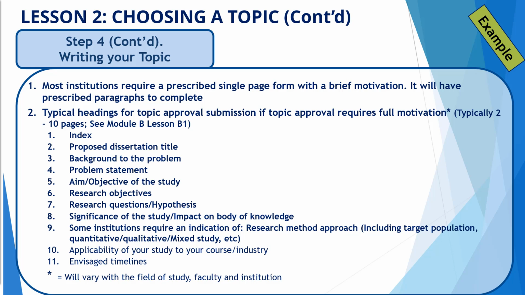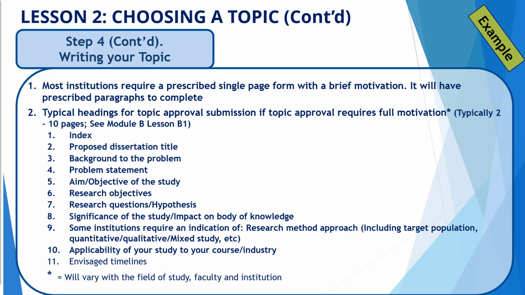And then some institutions require of you to provide an indication of what the research method approach will be. For instance, who's your target population going to be? Where will you get your data? Is it going to be a quantitative or a qualitative or a mixed study? And you will have to answer some of those questions. And of course, you'll find this information in Lesson B1 as well.